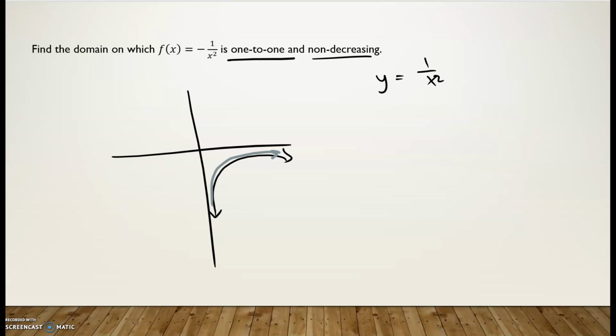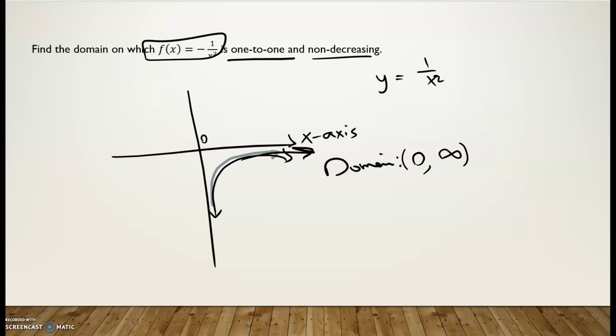Okay, so domain, that's talking about the x values. It looks like it gets close to 0 for x, but doesn't touch it, so 0. And then it keeps going this direction, so it goes to positive infinity. So this would be the domain for this function right here, to where it is 1-to-1 and is non-decreasing.